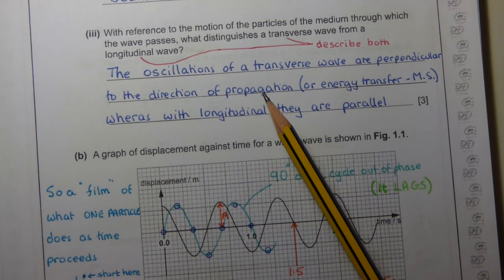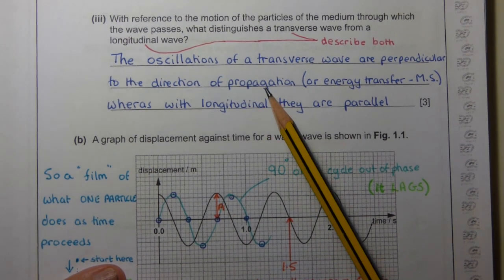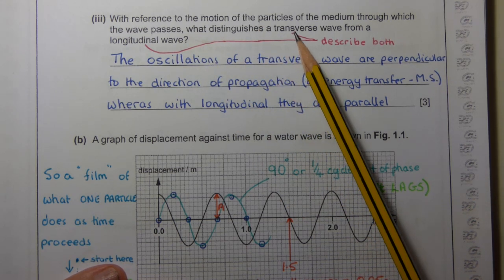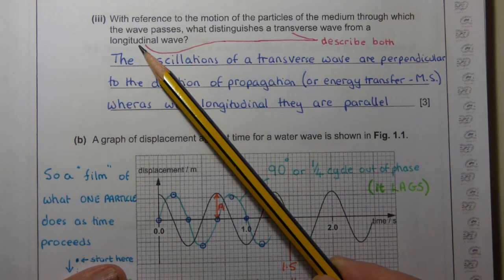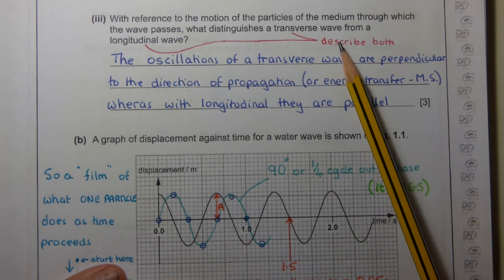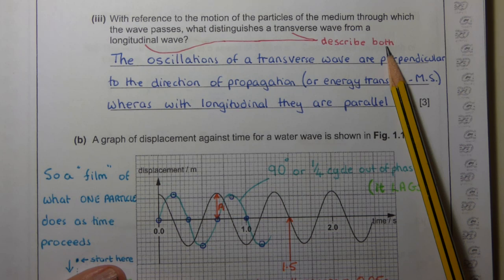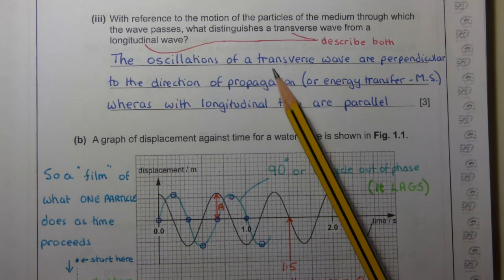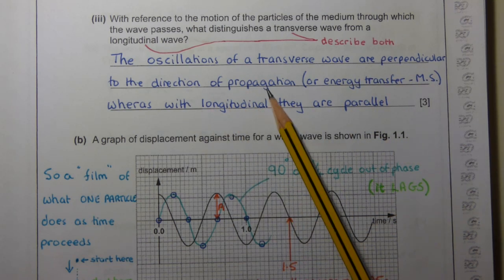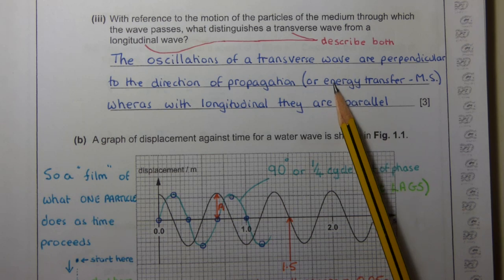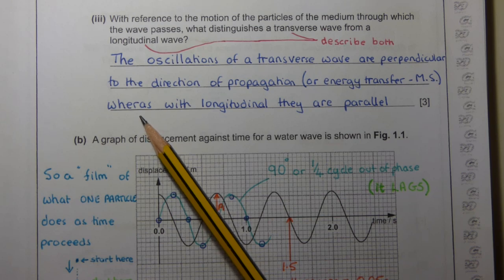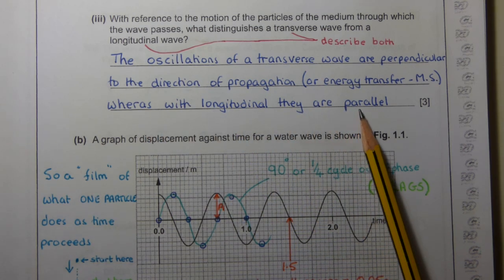And then in part 3, they ask you to distinguish, or rather to compare, the motion of the particles. They do mention transverse and longitudinal. Both words are used. So if you're going to compare or distinguish, you describe both. Don't just say what a transverse wave is. So it's the usual thing. The oscillations of a transverse wave are perpendicular to the direction of propagation. The mark scheme did allow also the direction of energy transfer. Whereas with longitudinal, the oscillations are parallel.